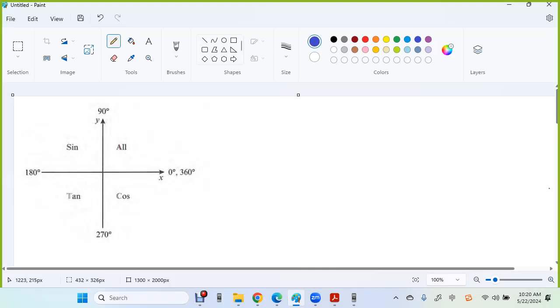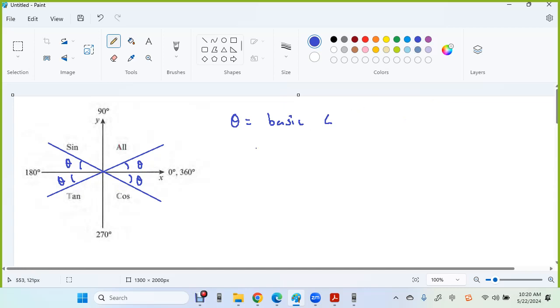In this video, I will show you the ASTC, all science teacher crazy. Okay, so in case we have a theta here, this is the theta. The theta, I will call it the basic angle. So the basic angle is measured from the x-axis.